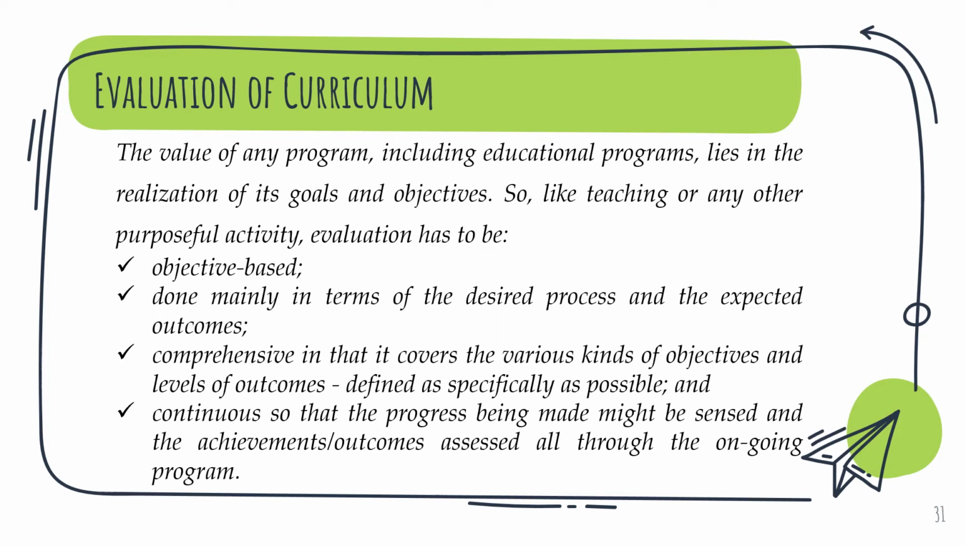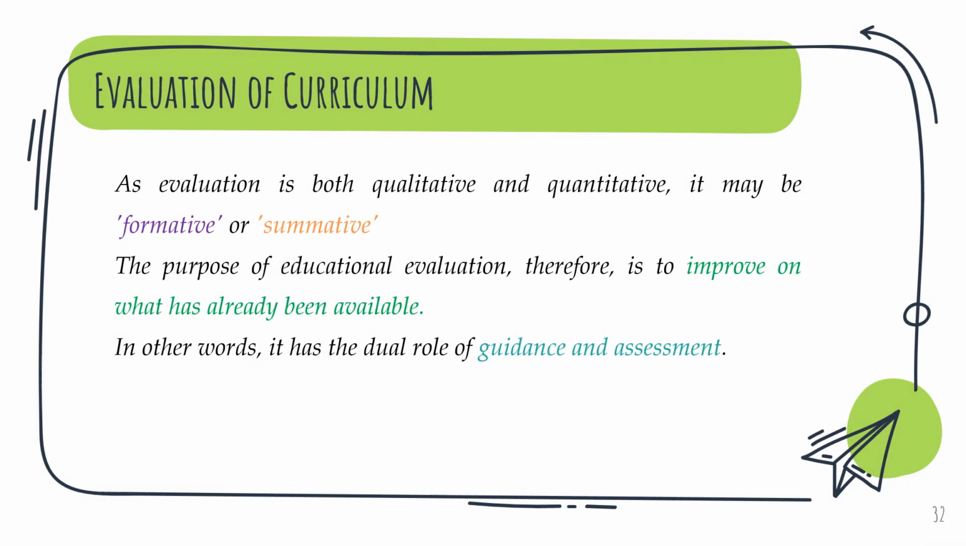It also should be comprehensive in that it covers the various kinds of objectives and levels of outcome, defined as specifically as possible. And it shall be continuous so that the progress being made might be sensed and the achievements or the outcome assessed all through the ongoing program. As evaluation is both qualitative and quantitative, it may be formative, or during the process of development, or summative at the end of the total program or each phase.